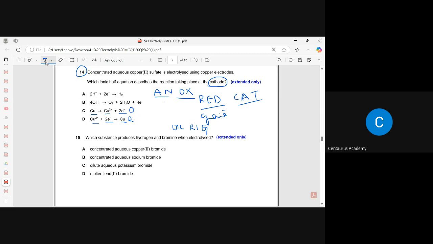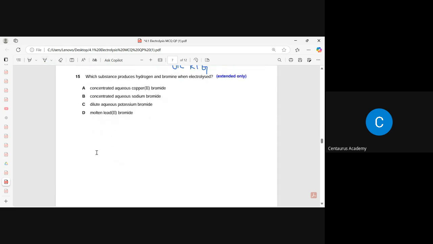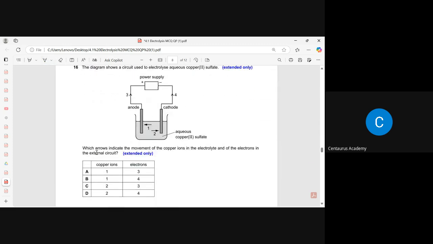Okay. Let's look into another question here. Tell me the answer for this one. The diagram shows a circuit used to electrolyze aqueous copper 2 sulfate. Which arrows indicate the movement of the copper ions in the electrolyte and of the electrons in the external circuit?